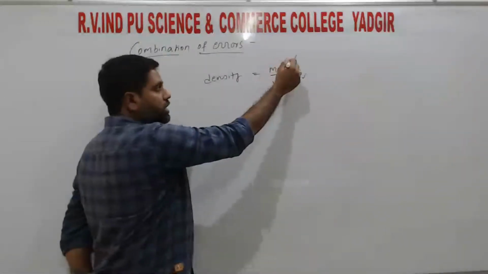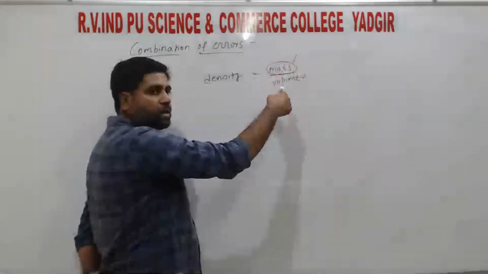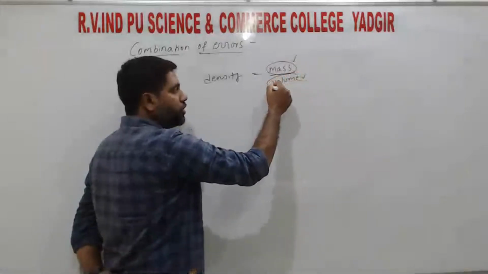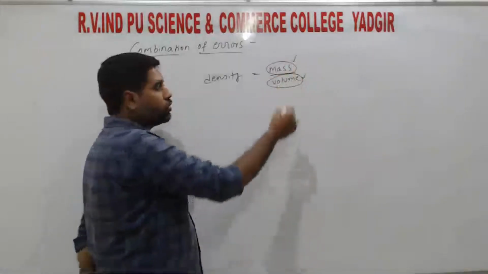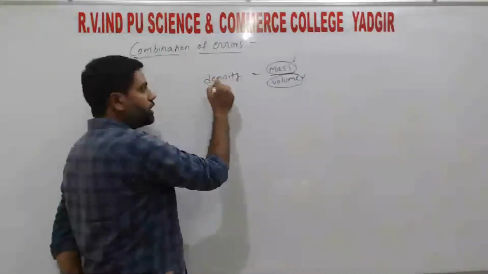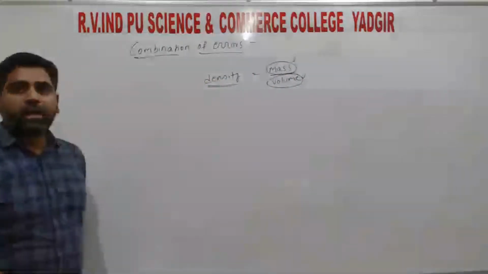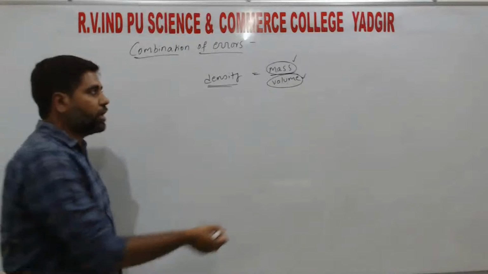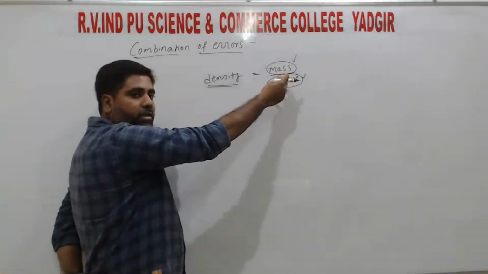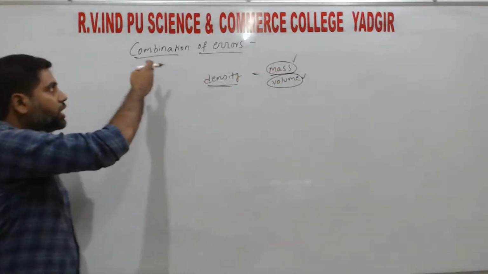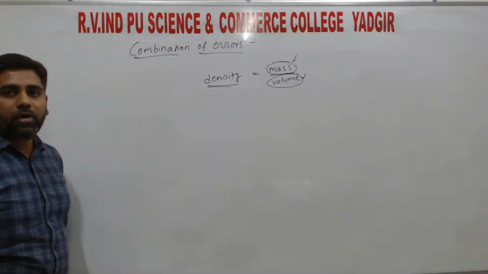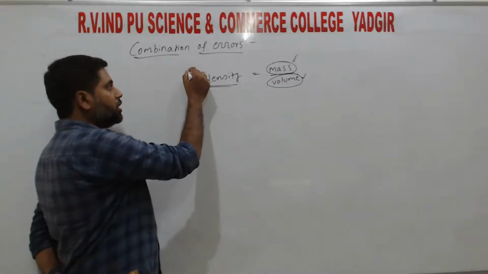One error occurred in measuring the mass and another error occurred while measuring the volume, right? So these two errors combined together, we can find the error in density. Right, so there will be two errors. So those two errors we study together, and that we call a combination of errors, right? So this is one example.